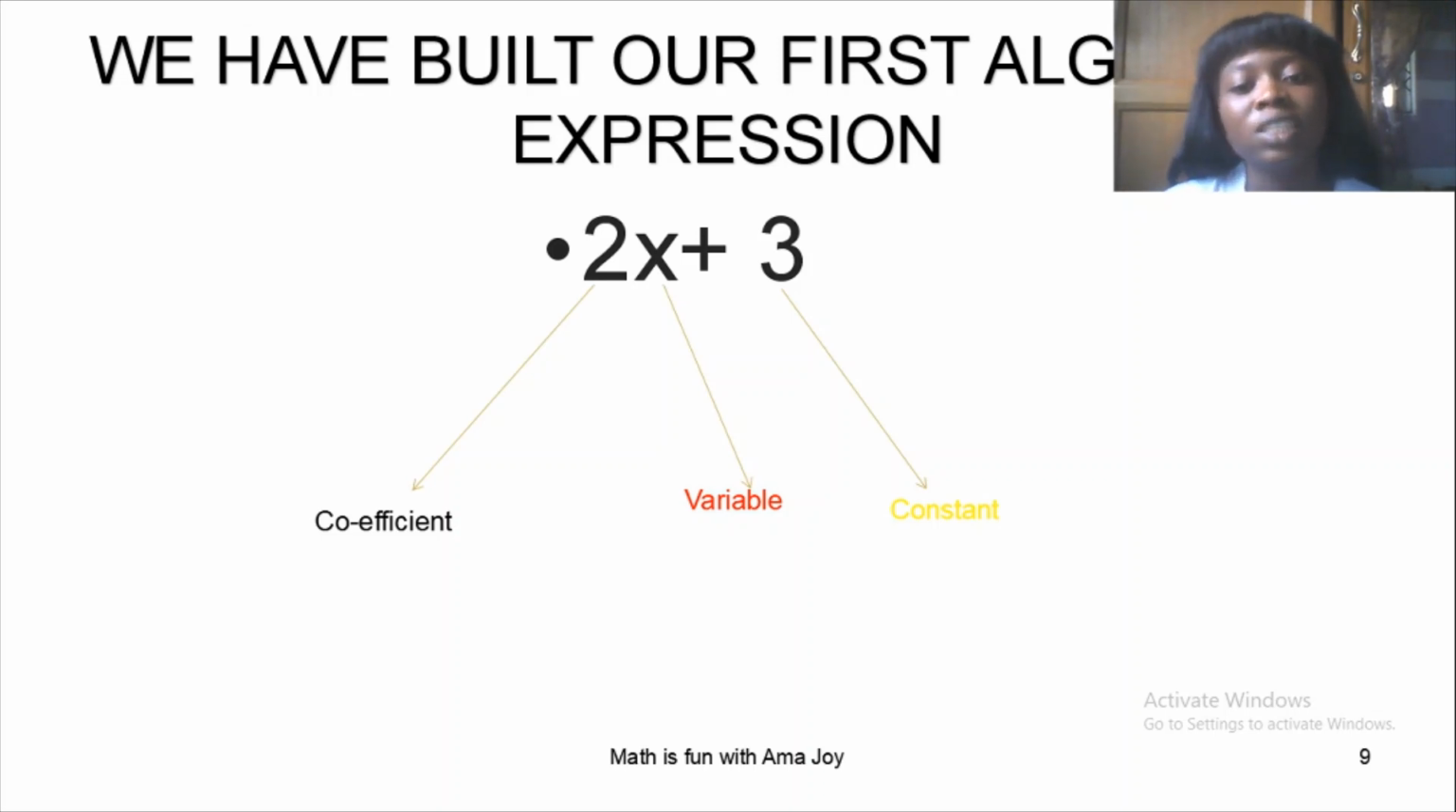In this expression, we can see the coefficient, the variable, and the constant clearly represented. In 2x plus 3, the coefficient of x is 2. The variable in this expression is x. And the constant is 3. 3 is standing alone; it doesn't have any alphabet attached to it. That makes it a constant. So for 2x plus 3, the coefficient of x is 2, the variable is x, and 3 is the constant.